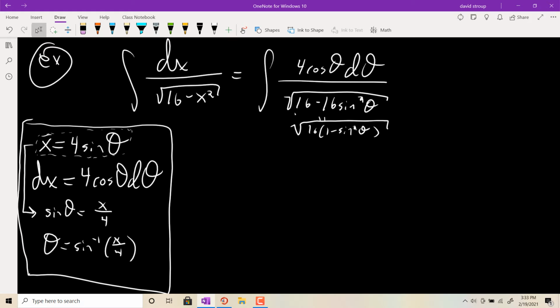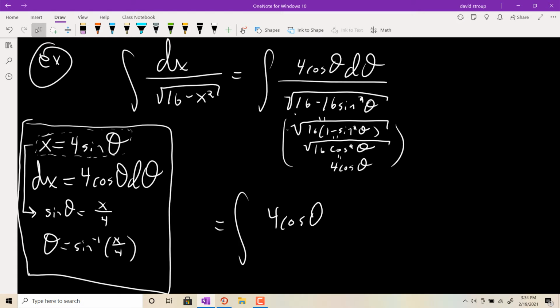And then you could rewrite 1 minus sine squared theta as cosine squared theta. And then you could take the square root of that. That's just going to end up giving you 4 cosine theta. That's just in parentheses here. So my integral then becomes 4 cosine theta d theta all over, in the end, 4 cosine theta.